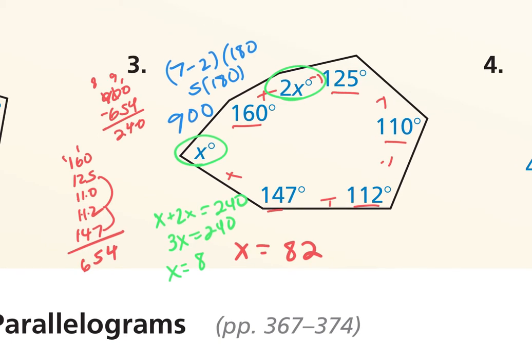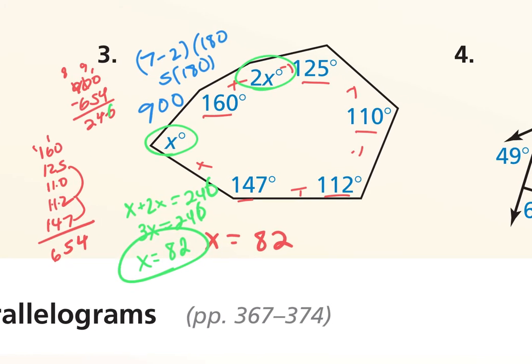Wait, I did something wrong in the math. Oh, that's a 246. I just can't read my own writing. 246. So 82. All right. Correct.